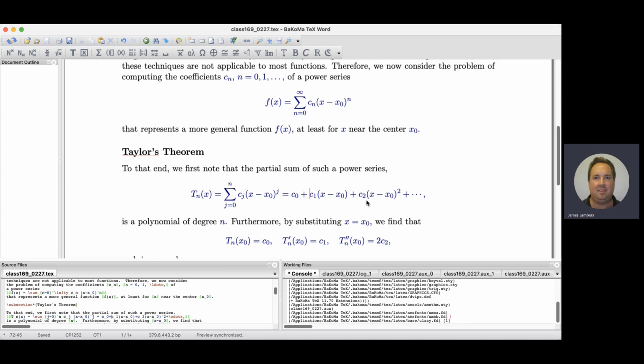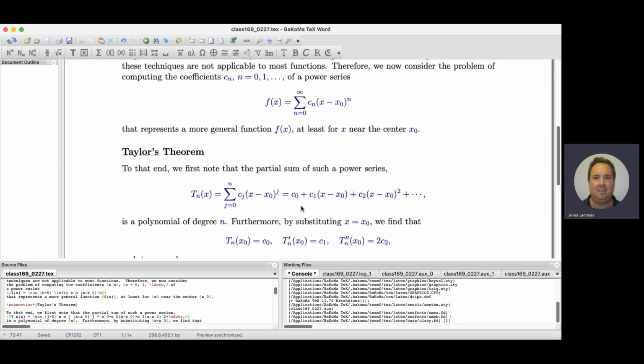So what will happen is, if I then plug in x equals x naught in the derivative, remember this term, when you take a derivative, you get c1, that will stick around. All other terms will go away. You can try working this out yourself to be sure, but Tn prime of x naught turns out to be c1.